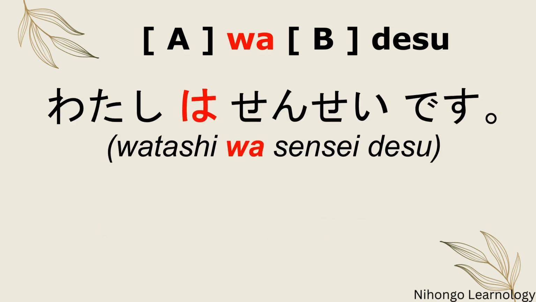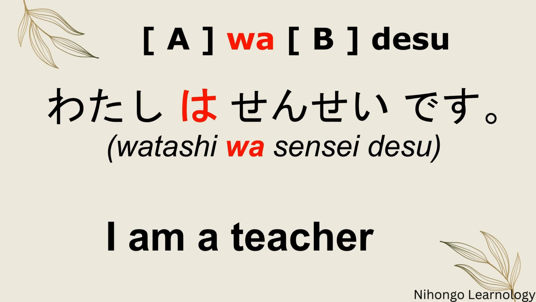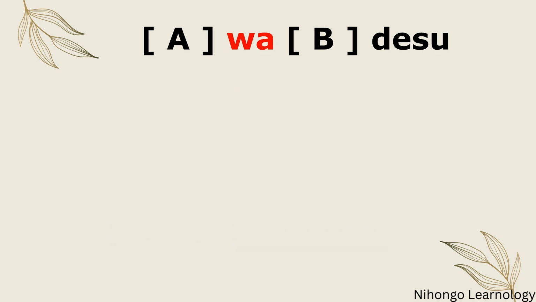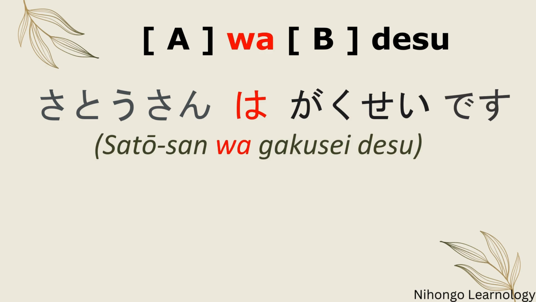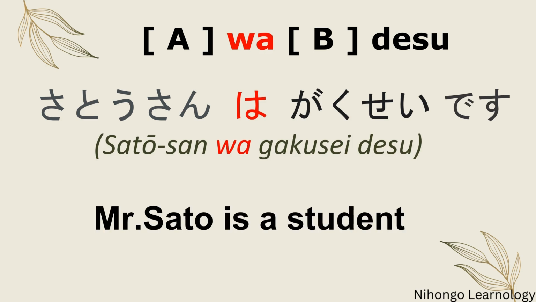私は先生です。 I am a teacher. 佐藤さんは学生です。 Mr. Sato is a student.